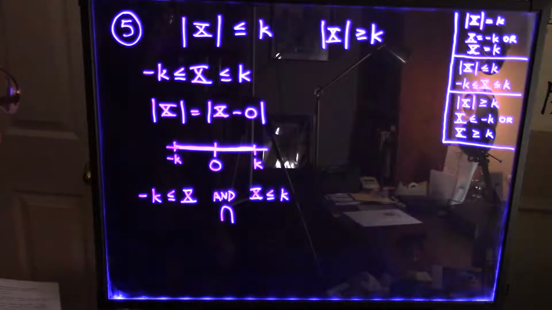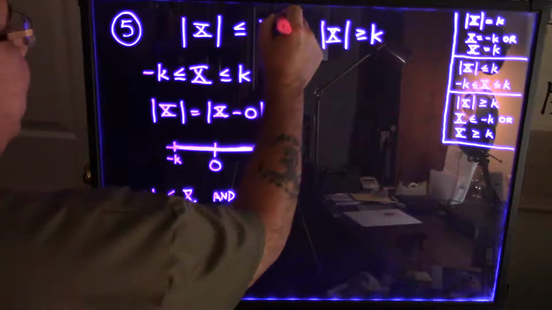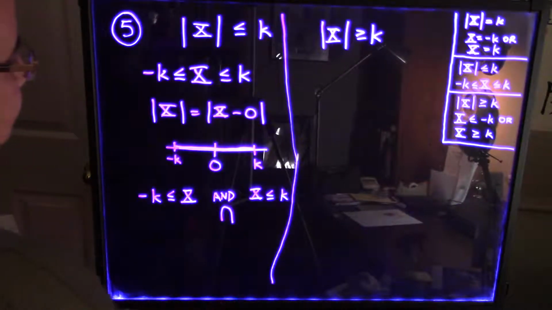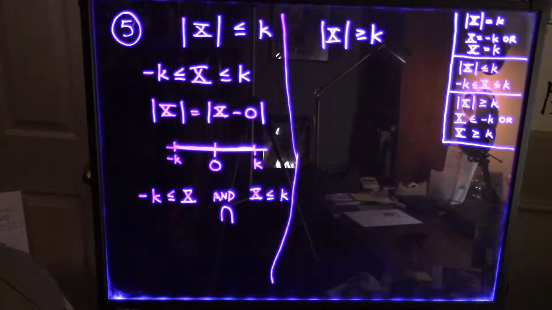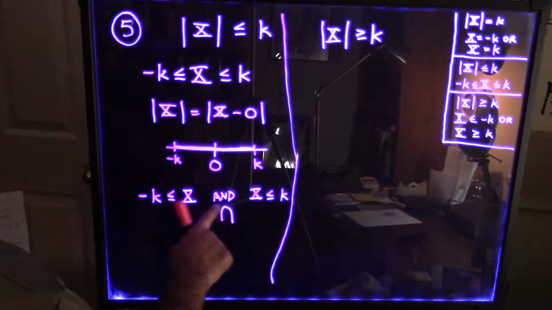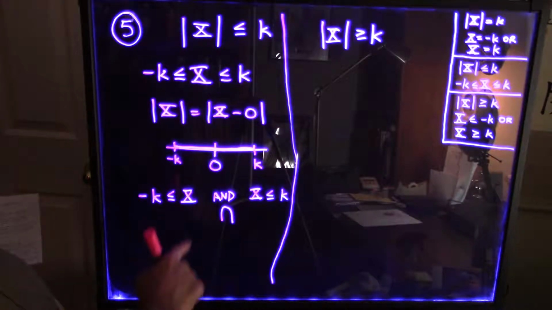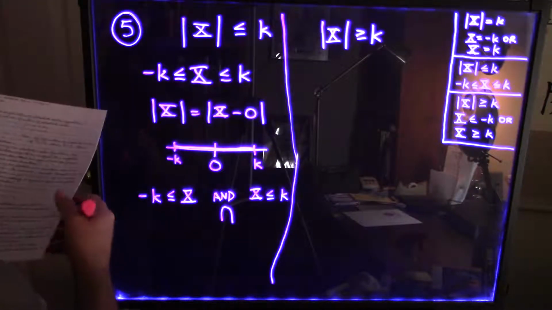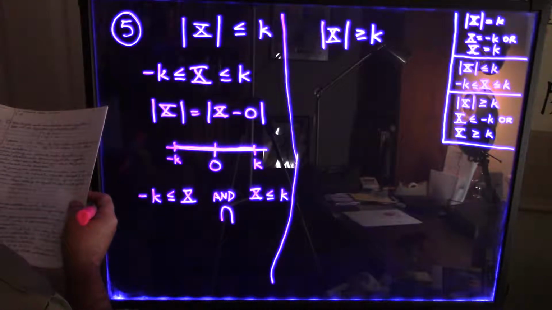So that's how you would set this thing up here, this part. But doing it this way is a little bit more involved. It's easier just to keep it like this and solve it that way. You'll see some examples later.